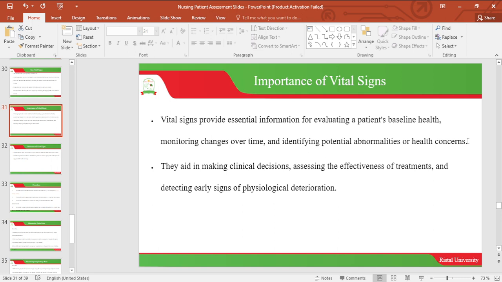For example, if the temperature is too high, or too low, or if the pulse rate is very fast, or the blood pressure is very high or low, these are abnormalities that can be identified with the help of vital signs. So the vital signs aid in making clinical decisions, assessing the effectiveness of treatment, and detecting early signs of physiological deterioration.